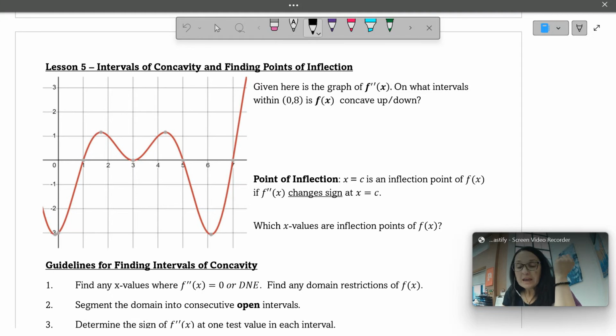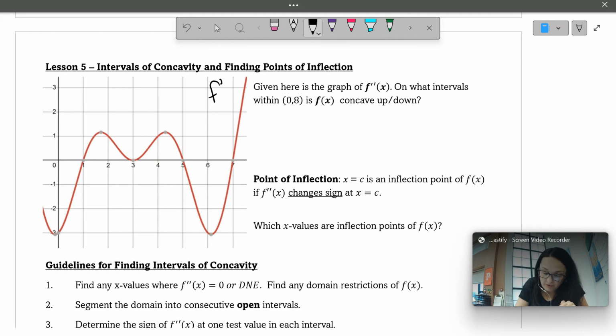So let's do it. If you want to find intervals of concavity, the concavity of f comes from the sign of f double prime. So if I want to know about f's concavity, I need to know the sign of f double prime. This one says, given here is the graph of f double prime of x. On what intervals within 0 to 8 is f concave up or down? Well, I just told you. If you want to find intervals of concavity of f, you look at the sign of f double prime.